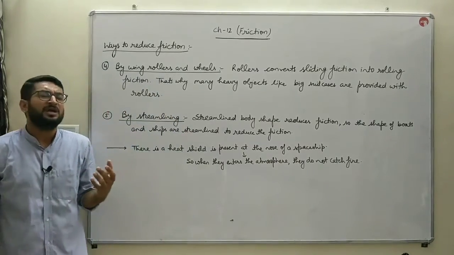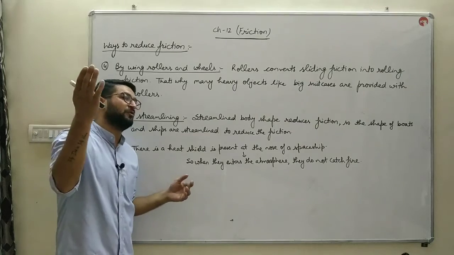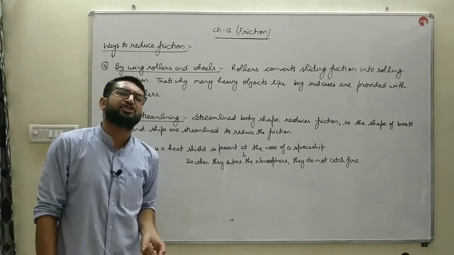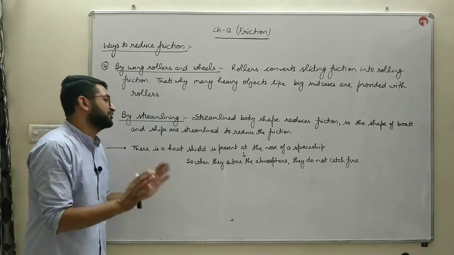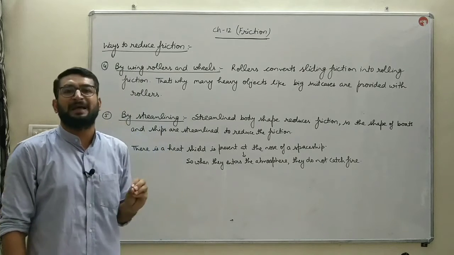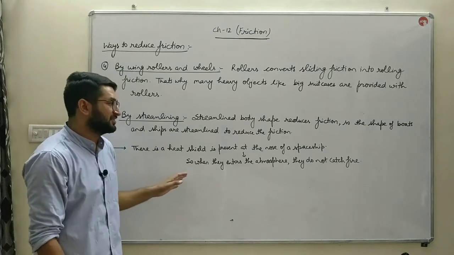So if someone asks you why a spaceship which enters from outer space into the atmosphere does not catch fire, what will be the answer? The heat shield present at the nose of the spaceship absorbs that heat, and thus whenever a spaceship enters the atmosphere, it does not catch fire.